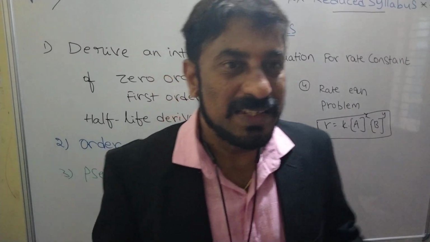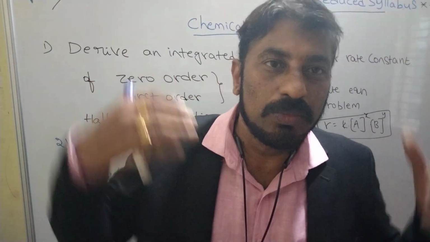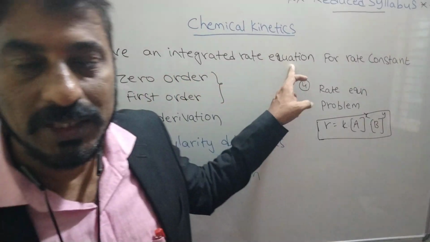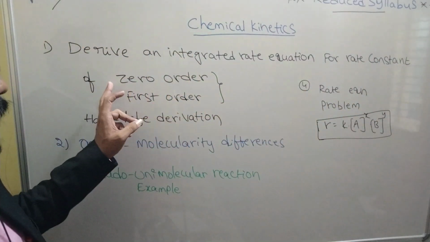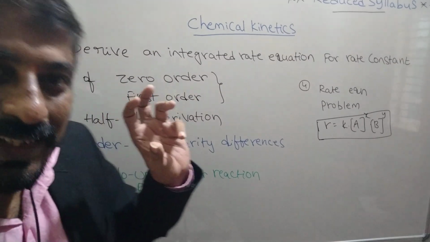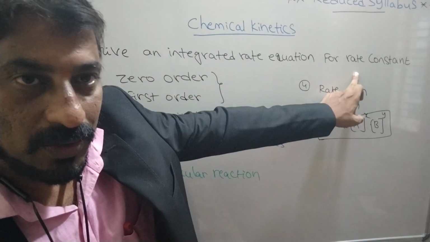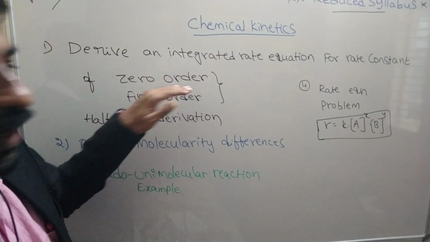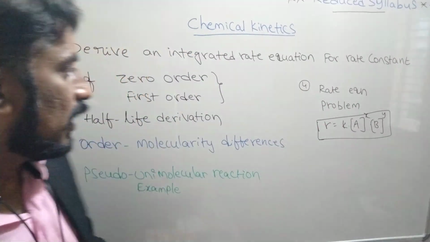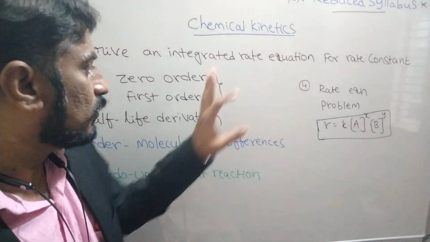Now our next lesson is chemical kinetics. In chemical kinetics, the most important question is to derive an integrated rate equation for the rate constant of a zero order reaction or first order reaction, any one, maximum for 3 marks. One such question, 99% will be given. After that, in addition, half-life derivation, 3 marks plus 2 marks.